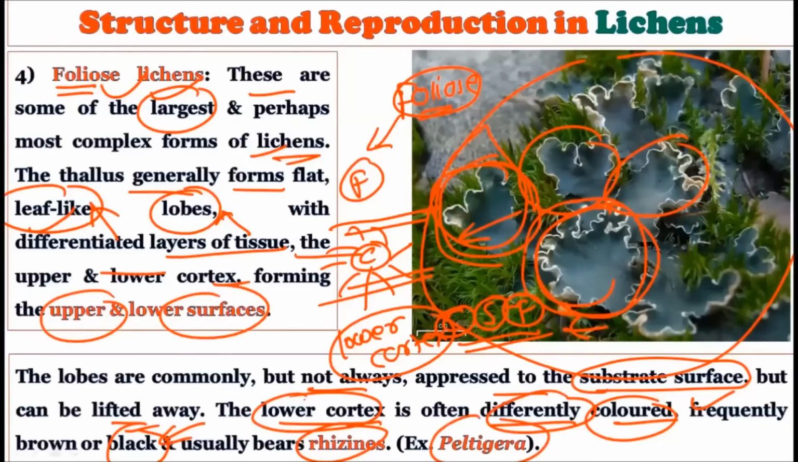For example, see, this is Peltigera. What you see in the picture is Peltigera. Now see, this is very important. Whenever you describe any type of lichen, whether Crustose, Squamulose, Foliose or Fruticose, you should be able to give an example. So this belongs to Peltigera, and the Foliose lichen shows flat, leafy lobes, and these lobes are uplifted from the ground. They show clear differentiation of the upper cortex and the lower cortex, the lower cortex is generally colored brown or black, and they also show the presence of rhizines, which are used to attach themselves to the substratum.